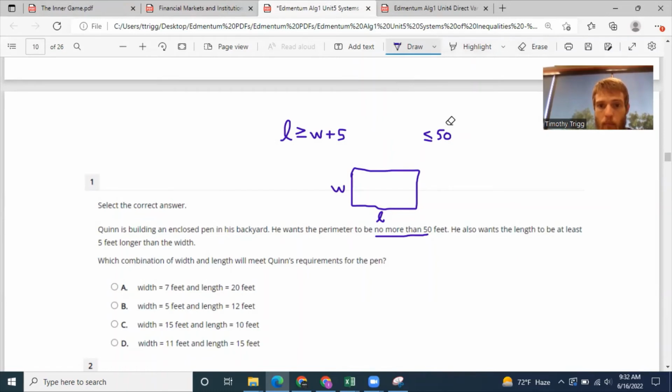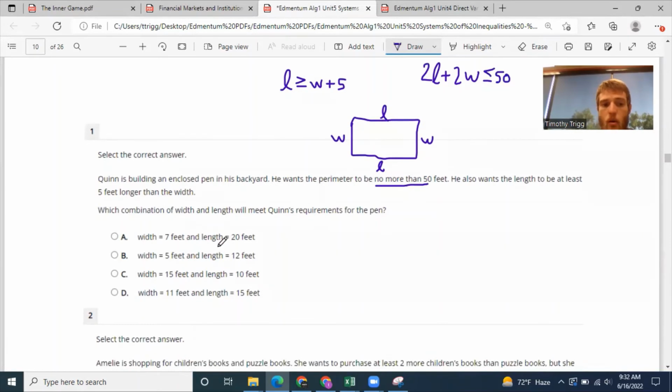2 times the length plus 2 times the width. Because when you count the perimeter, you add the 2 widths plus the 2 lengths. So that's 2 lengths plus 2 widths. And we want that to be no more than 50. Sorry, less than or equal to 50. Okay, so these are your 2 inequalities.